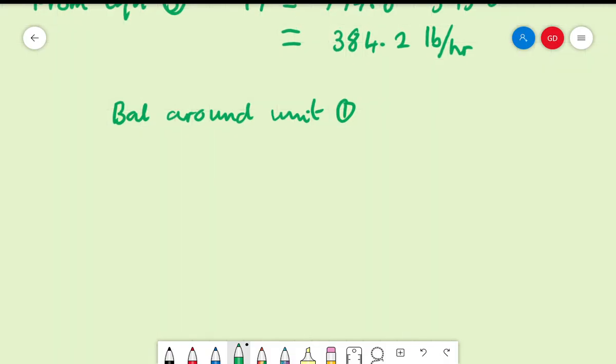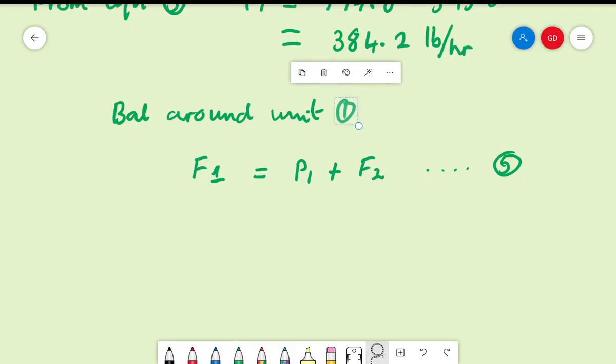So the balance around unit 1 is F1 equals P1 plus F2. Okay, so that's equation 5. Don't mix this one up. Remember, this is unit 1, not equation 1. Yes, that's unit 1, not equation, but this is equation 5.